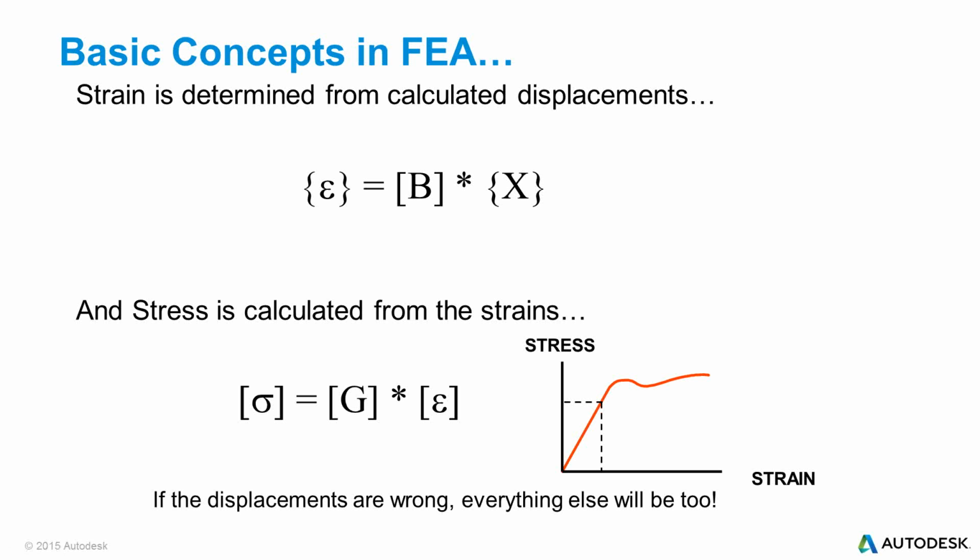Since stress equals the modulus of elasticity times the strain, if you're on a linear curve, it's just the slope of this linear stress-strain curve. But you can see from this that I'm solving for the displacements, and the displacements determine the strains, which determine the stresses. So if I'm calculating displacements incorrectly, everything else is going to be incorrect too. That's just the way it is. You're not going to get good stresses if your displacements are wrong.